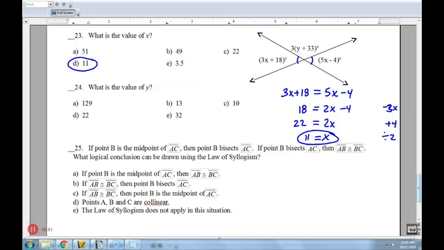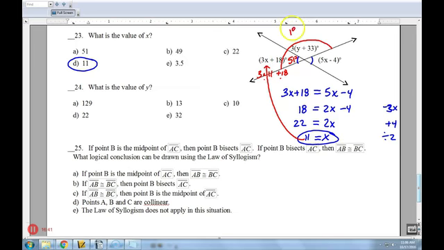Now, how can I find the value of y? Well, here's what I'm going to do. Since I now know that x is 11, I'm going to plug it in, and I'm going to find the true measure of the angle. So that will be 3 times 11 plus 18. So that's 33 plus 18. That's 51 degrees.